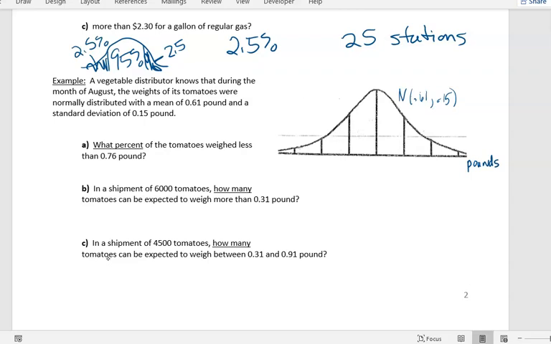Okay, so what percent of the tomatoes weighed less than 0.76 pounds? Oh, I don't know. So let's go over here. I'm just going to say 0.61, and I'm going to go up by 0.15. So 1 standard deviation up gives me 0.76, another one gives me 0.91, another one gives me 1.06.